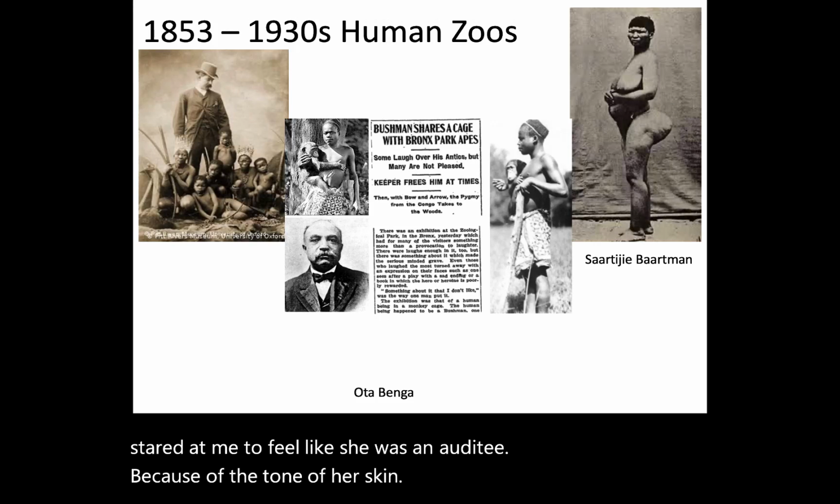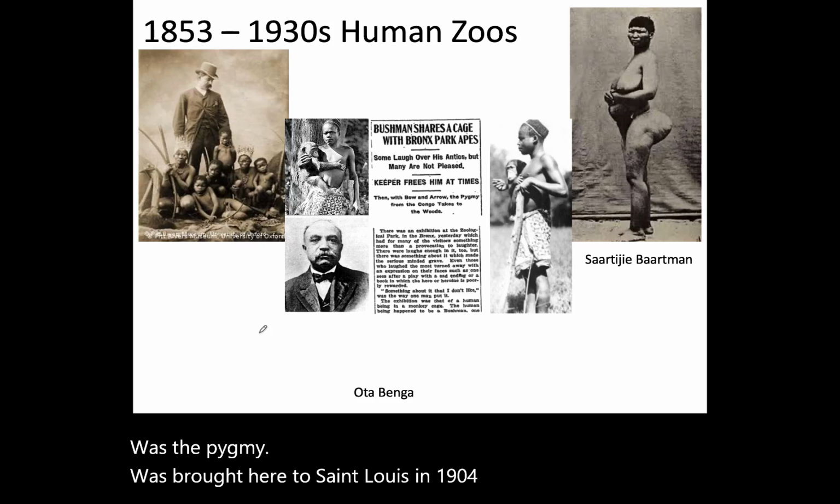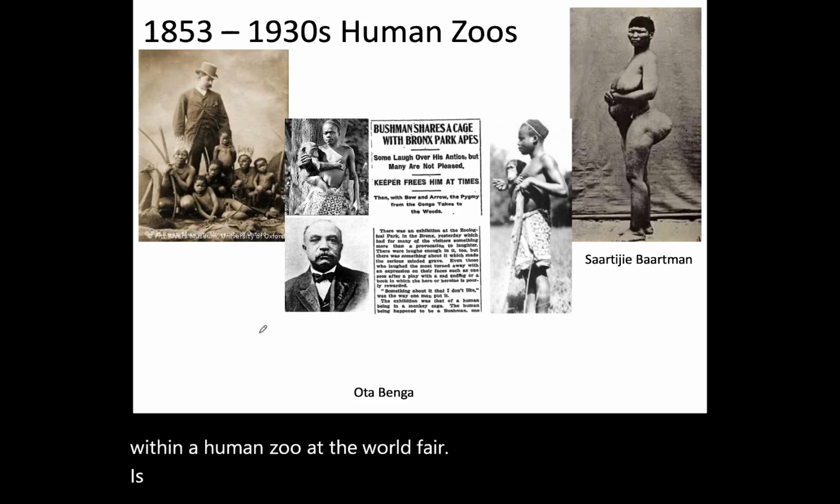Ota Benga was a pygmy. He was brought here to St. Louis in 1904 to be put on display within a human zoo at the World's Fair. He was later on display in the Bronx Zoo, forced to live with the chimps.